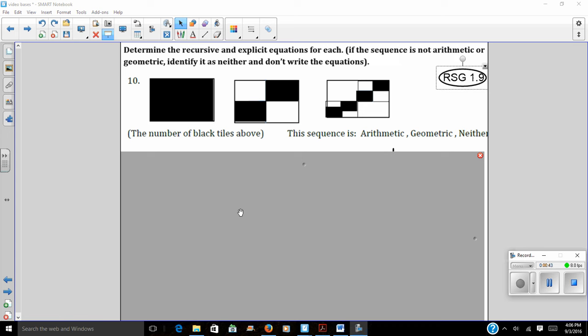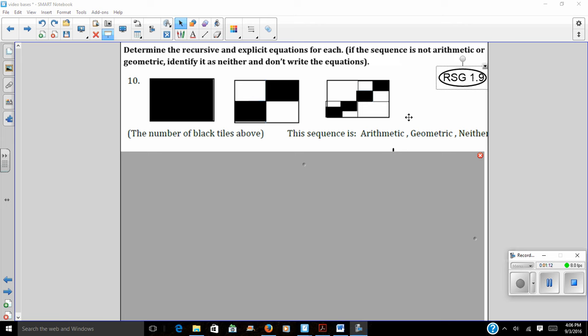So let's take a look at this sequence. In the first figure here, figure number 1, we have one black tile. Pretty obvious there. And then when we go to figure number 2, we notice that we have 2 black tiles, and the size of the tiles in this case is irrelevant. They have just asked us to look at the quantity of tiles, just count tiles, all right? And then if we move to the third figure in the sequence, we notice that we have 4 black tiles.